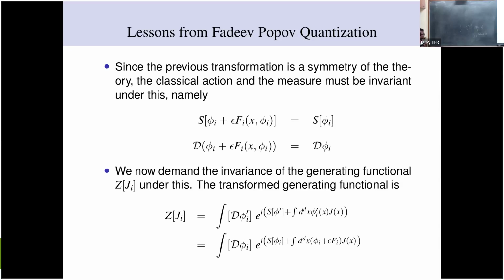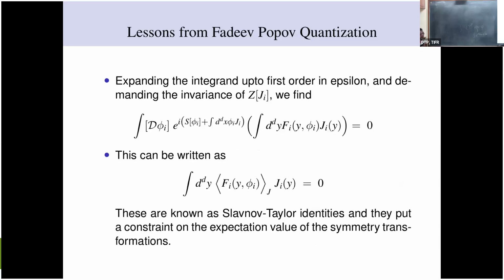If you expand this to first order in epsilon and demand this invariance of Z of J I, then basically you have an expression for the expectation value of f I. So you have the integration over the expectation value of f I, the symmetry transformation function, multiplied by J I. These are known as Slavnov-Taylor identities, and they put a constraint on the expectation value of the symmetry transformations. Is this equivalent to just Ward identities?